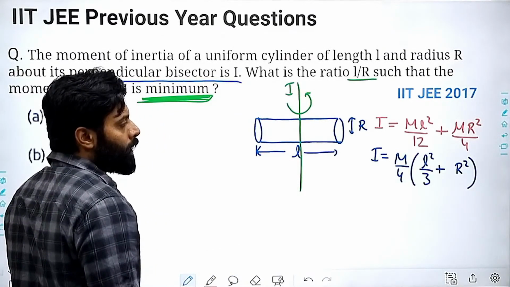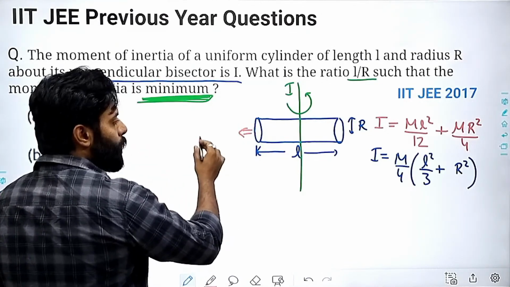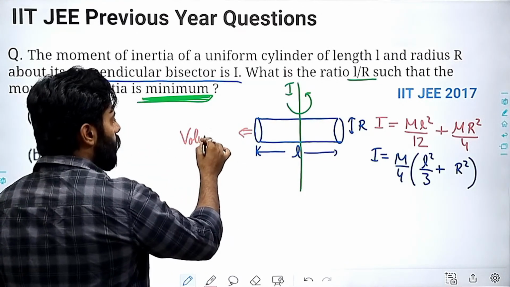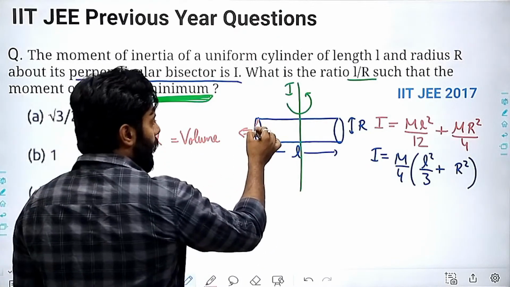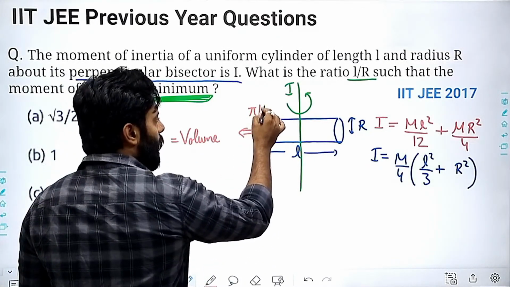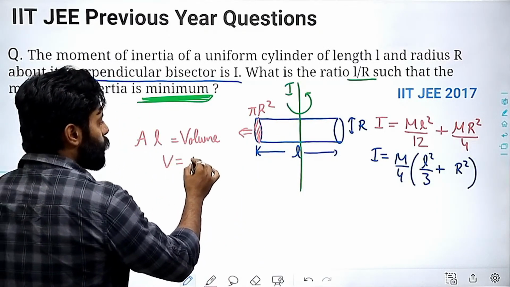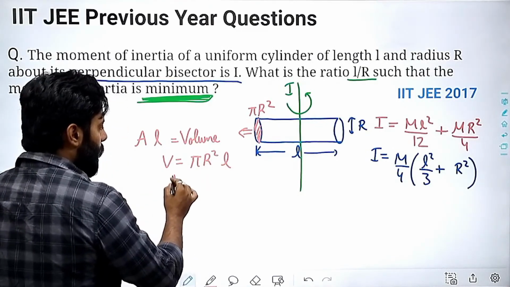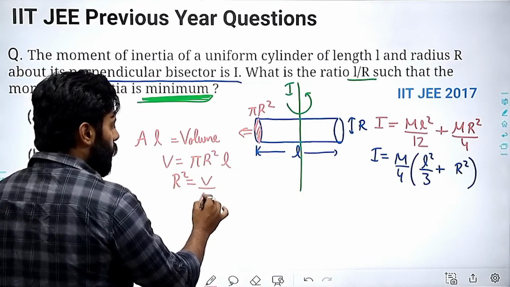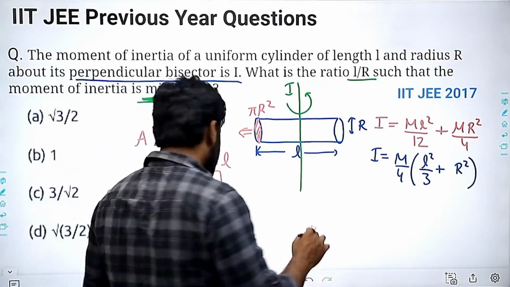How? I know that the volume is equal to area into length, right? Area is pi r square and the length is L. So I can replace this. V is equal to area, area means pi r square, and length is L. So I can replace this r square with V upon pi L. Can I? Yes, sir.